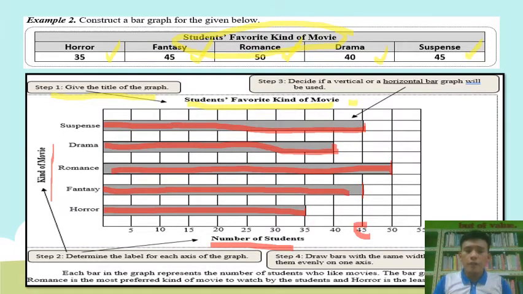So, each bar in the graph represents the number of students who like those movies. The bar for romance is the highest, the most preferred kind of movie to watch by the students, while horror is the least.